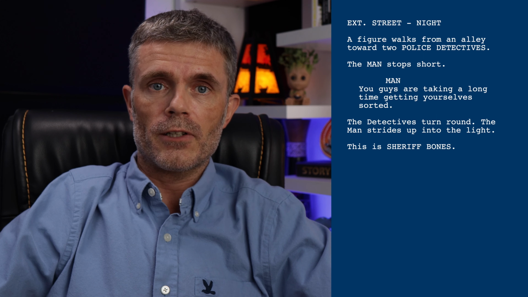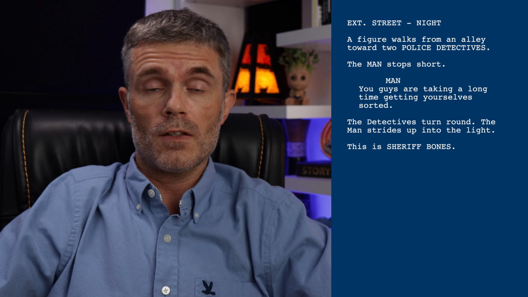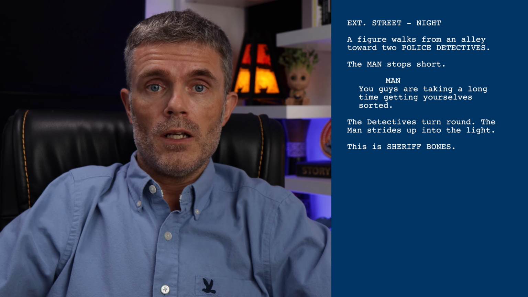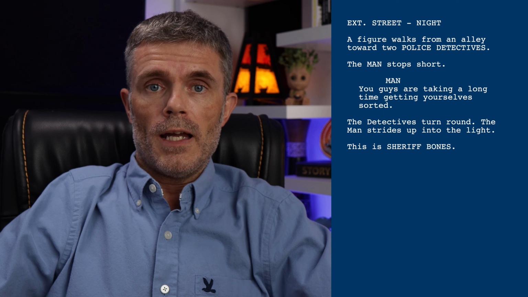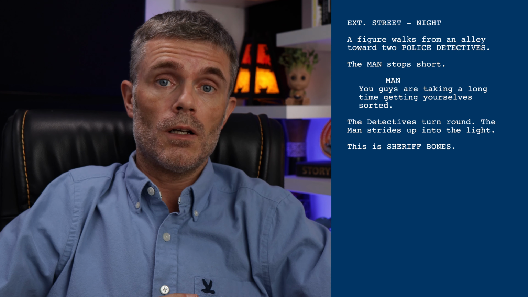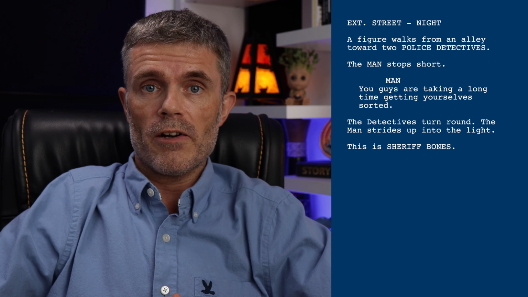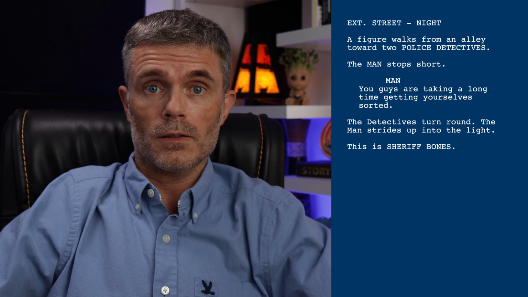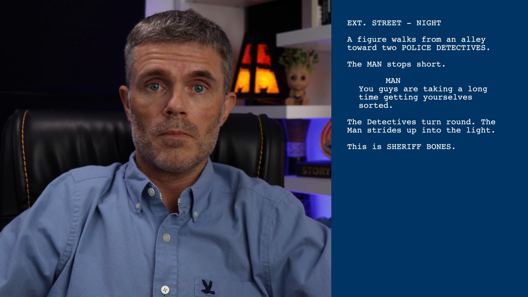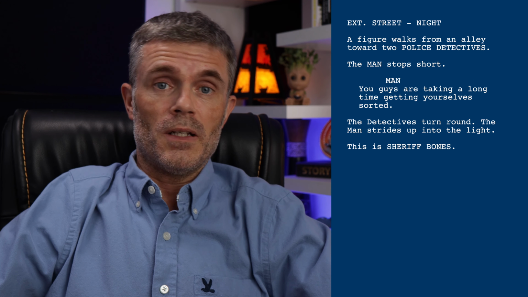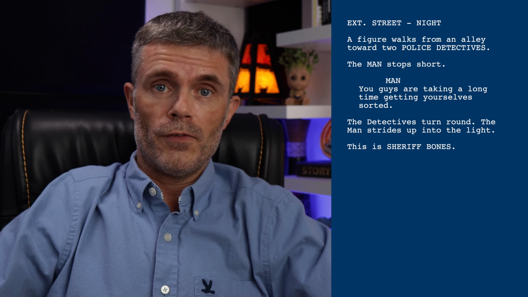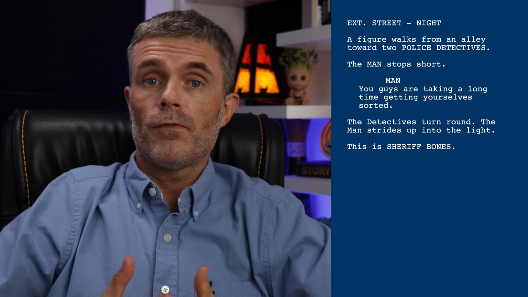You have action description explaining how a character walks in from the background and you have two police detectives in the foreground, and you might describe this shadowy figure as the SHADOW or MAN, in uppercase. You then come to dialogue and you write MAN for the character heading and proceed with dialogue. "You guys are taking a long time getting yourselves sorted." The detectives turn round. The man strides up into the light. This is Sheriff Bones, for example.